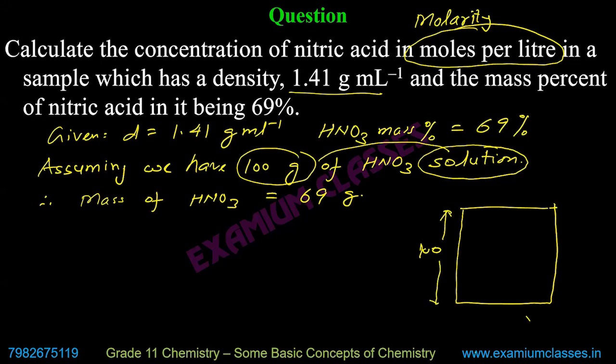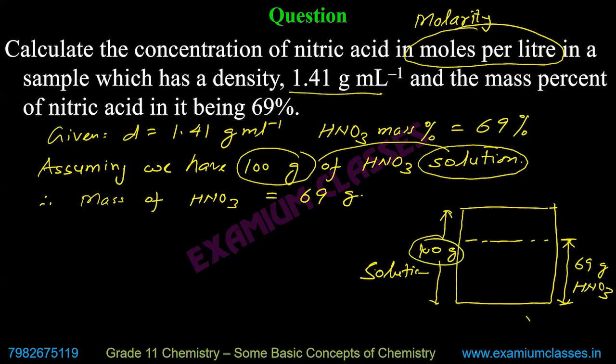And pictorially, just to represent, I say this much, 69 grams is HNO3. So 100 gram is actually solution, and 69 gram is HNO3. So you need to understand this difference. To calculate the volume of the solution, you will be using 100, not 69. To get the number of moles of solute, you will be using 69. Both are masses, but understand the difference.